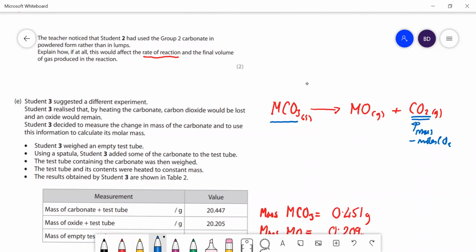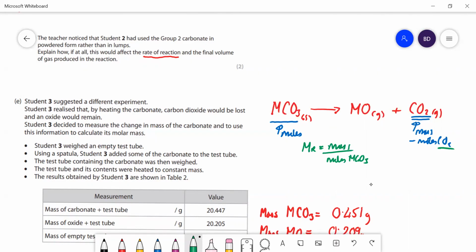If you know the moles of CO2, then you're going to know the moles of the carbonate. And then once again, we're going to do Mr is equal to the mass of the carbonate divided by the moles of the carbonate, which is equal to the moles of the carbon dioxide. So it's pretty similar from there on.